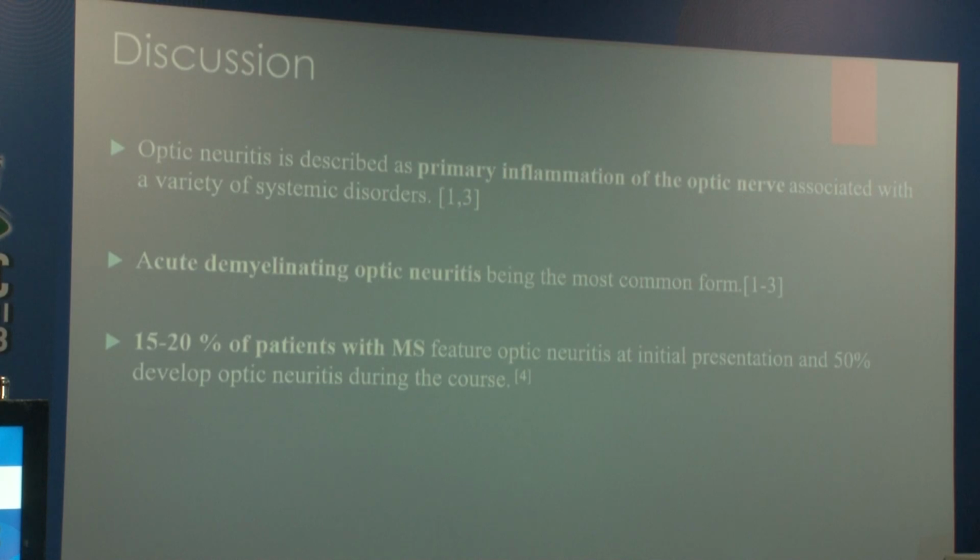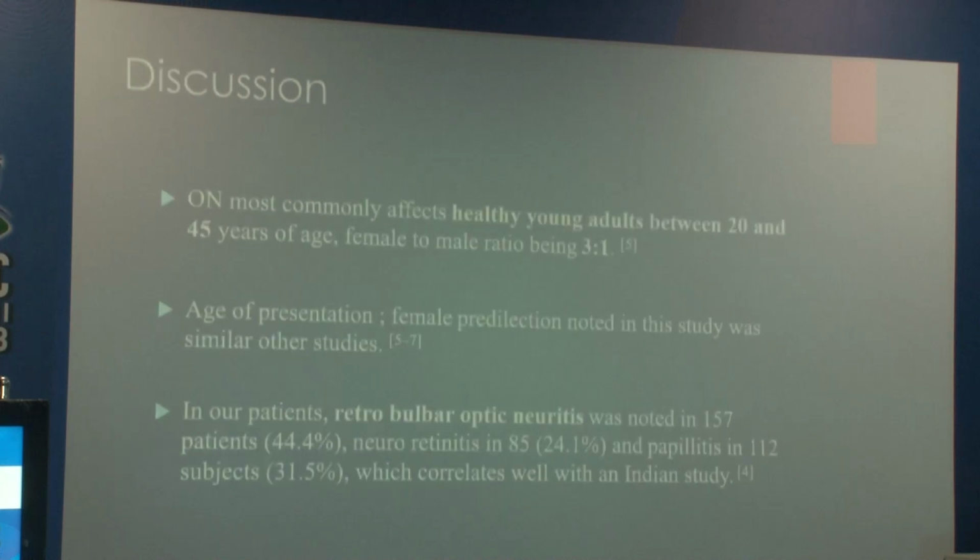So the discussion: optic neuritis is described as a primary inflammation of the optic nerve associated with a variety of systemic disorders, acute demyelinating optic neuritis being the most common form. About 15 to 20% of patients with MS presented with optic neuritis in the initial presentation, and 50% developed optic neuritis during the course. Optic neuritis usually affects healthy young adults between 20 to 45 years of age, with a female to male ratio of about 3:1. The age of presentation and female predilection noted in the study were similar to other studies.